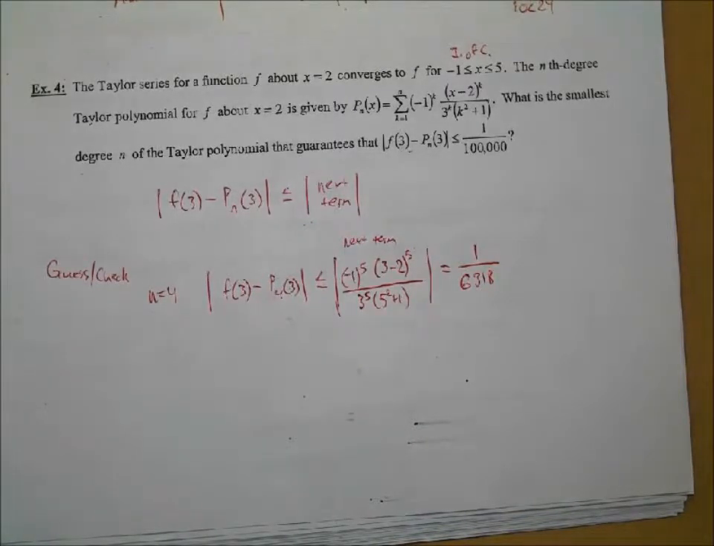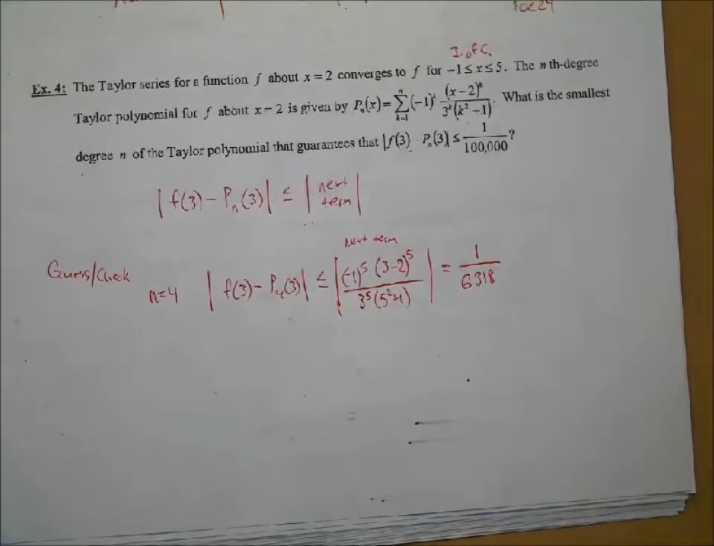Did I mess that up? That's what I got. 3 to the 5th? I got it. Oh, you did get it, okay. Yep, 6,318.